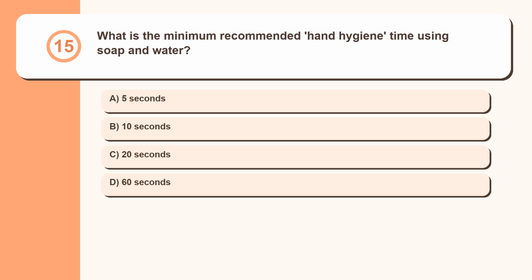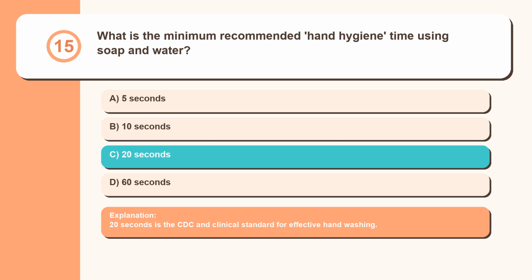Question 15. What is the minimum recommended hand hygiene time using soap and water? 5 seconds, 10 seconds, 20 seconds, 60 seconds. 20 seconds is the CDC and clinical standard for effective hand washing.